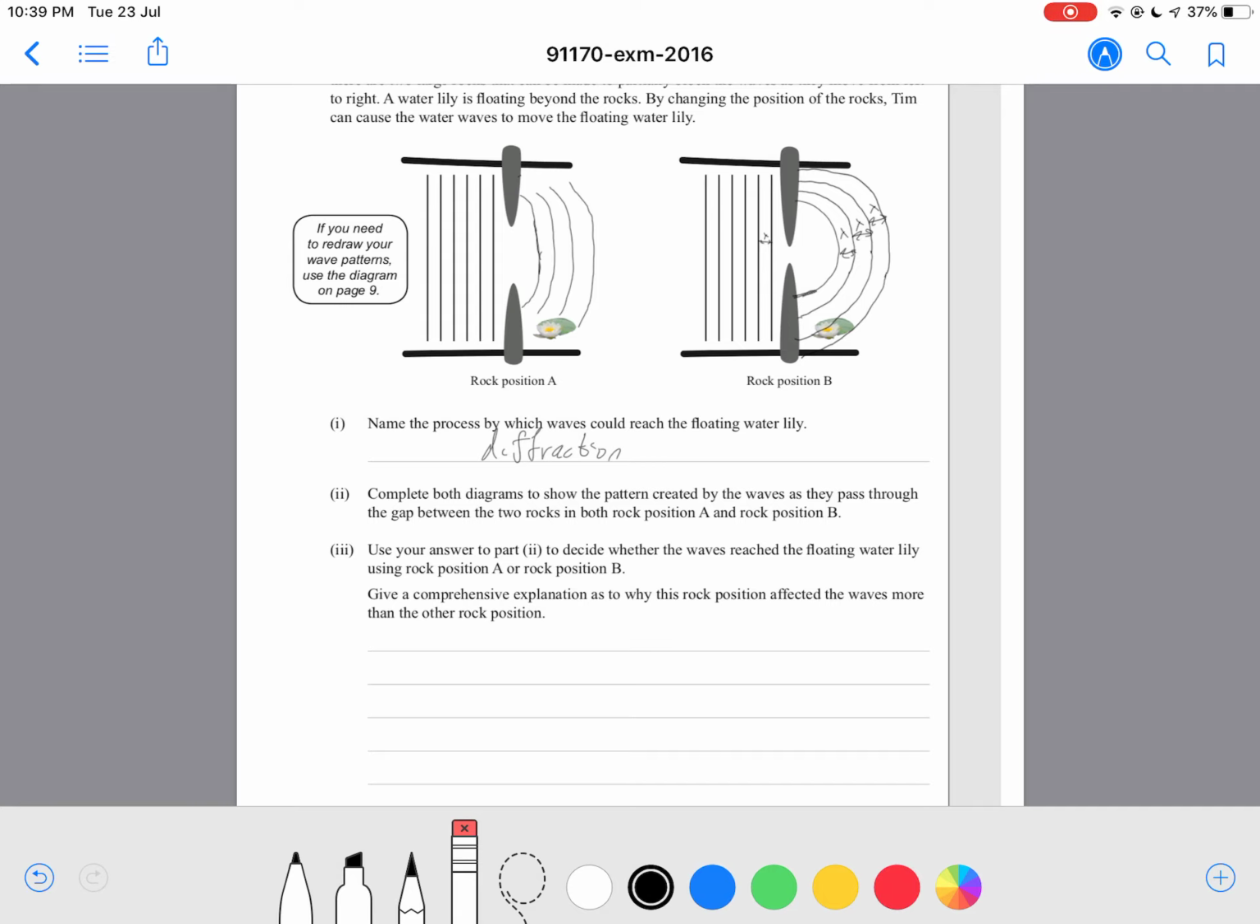However, in rock position A, as you can see, the waves diffract really little because the gap size is a lot larger than the wavelength. That means the waves don't actually diffract enough to reach the water lily. So those are the points you need to mention.